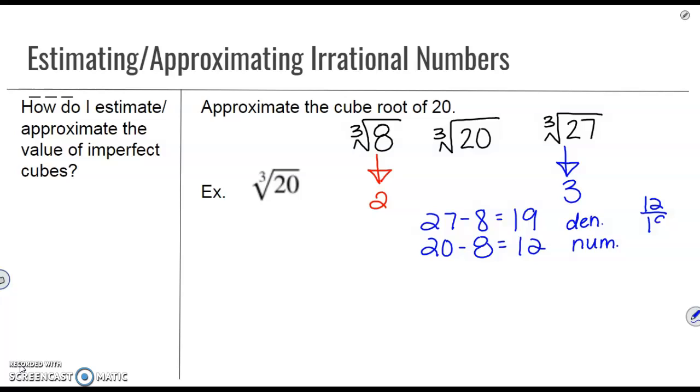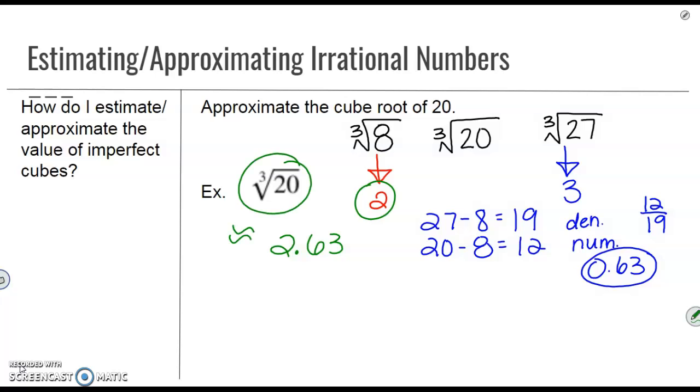So 12/19 is how far the cube root of 20 is from these two numbers. So we're going to divide 12 by 19. And that's going to round to 63/100. We take our lower perfect cube, that's our whole number. We're going to keep our 63/100. So the cube root of 20 is about 2 and 63/100.